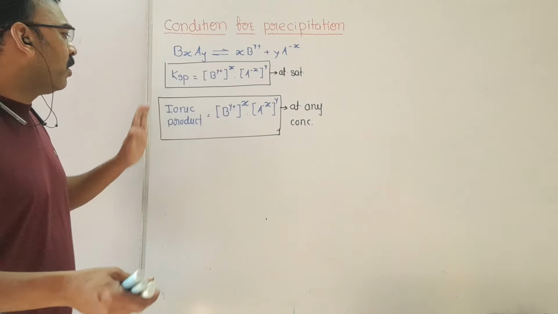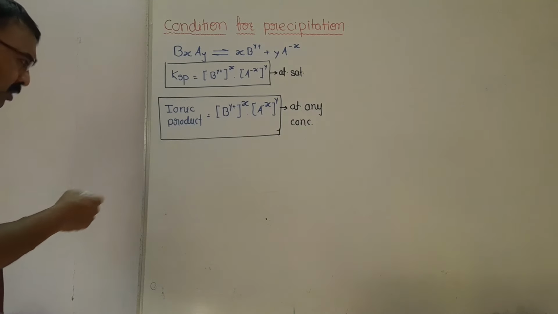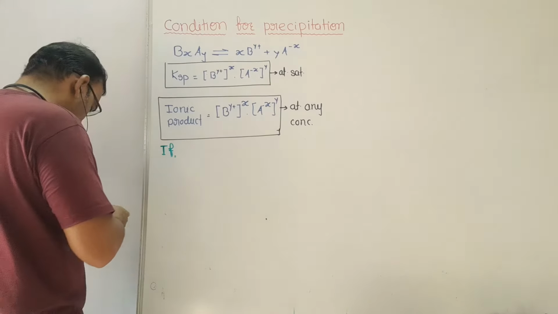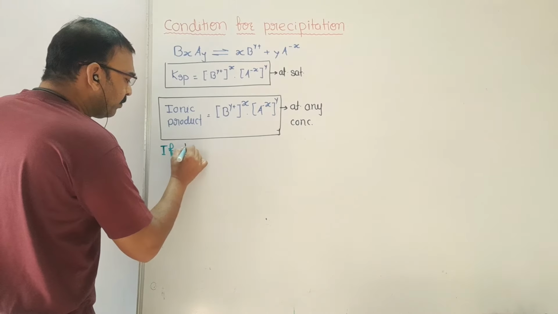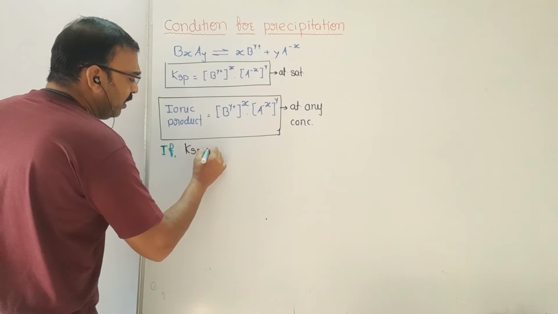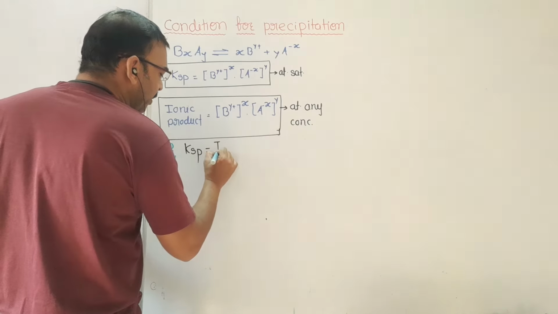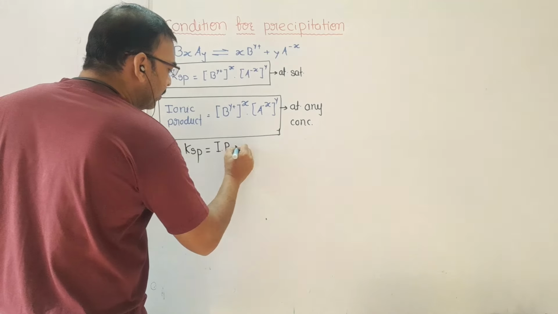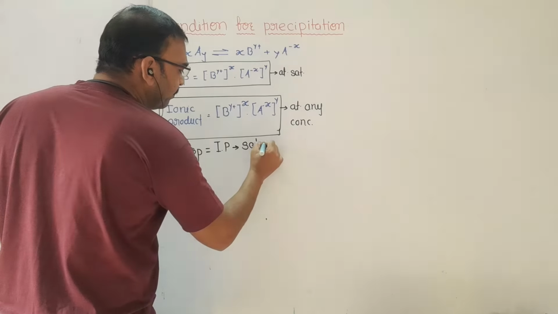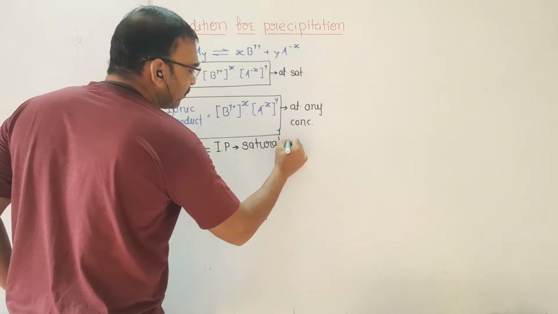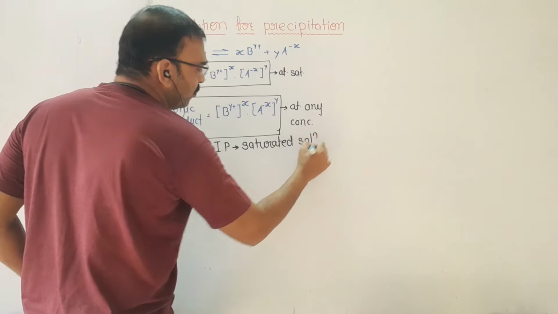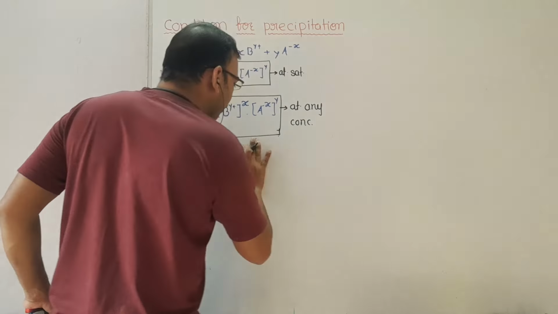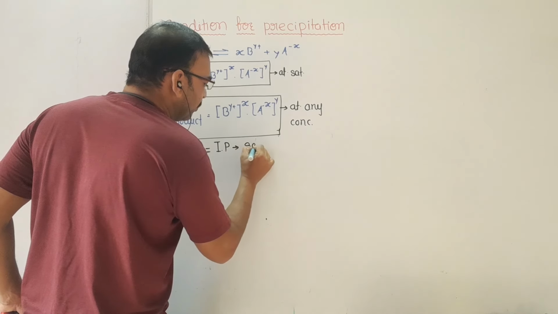Now, by comparison of these two, solubility product and ionic product, we can predict whether the precipitation takes place or not. If for the solution the solubility product Ksp is equal to ionic product IP, then such a solution is saturated solution. ऐसा solution होता है saturated solution, and precipitate does not form in saturated solution.